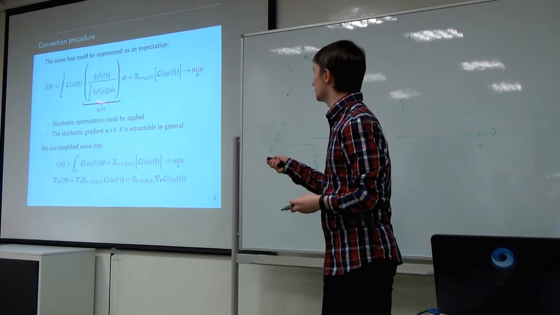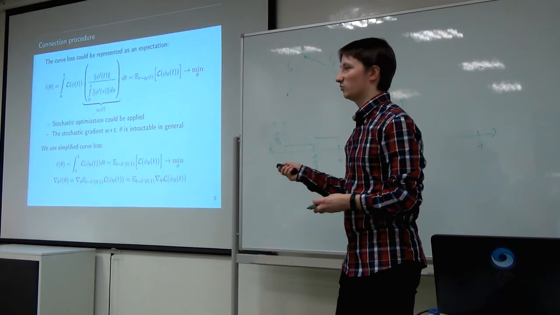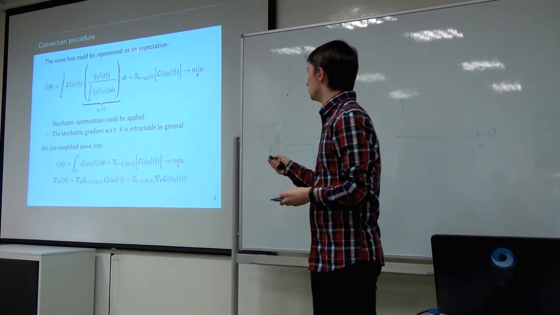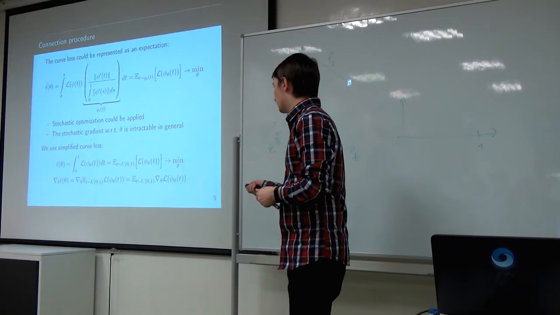We can't evaluate it. And in the general case, we can't sample from this distribution since we don't know the normalizing constant. For example, for the Bezier curve, you can't analytically compute this integral. And so we can't use any kind of reparameterization here. So we use just this simple objective, and it turns out that using this objective is enough to find good curves.